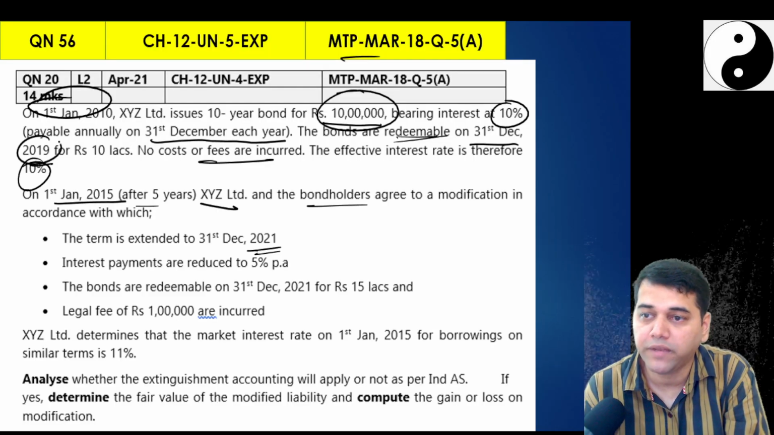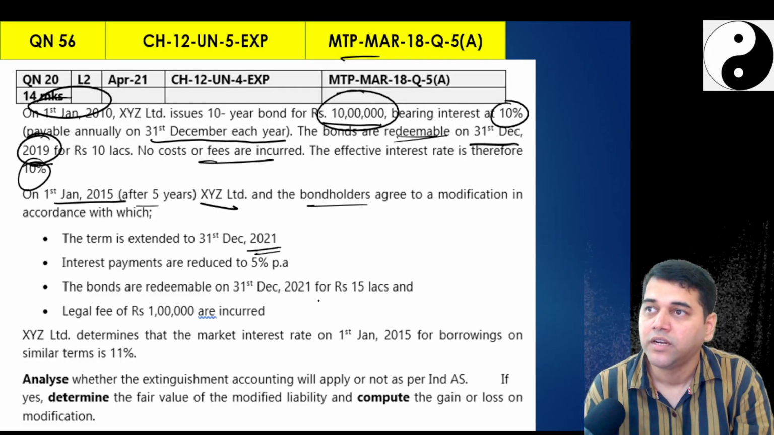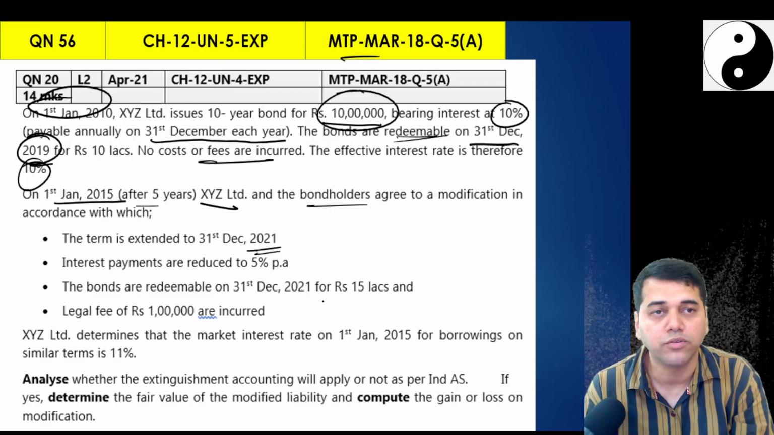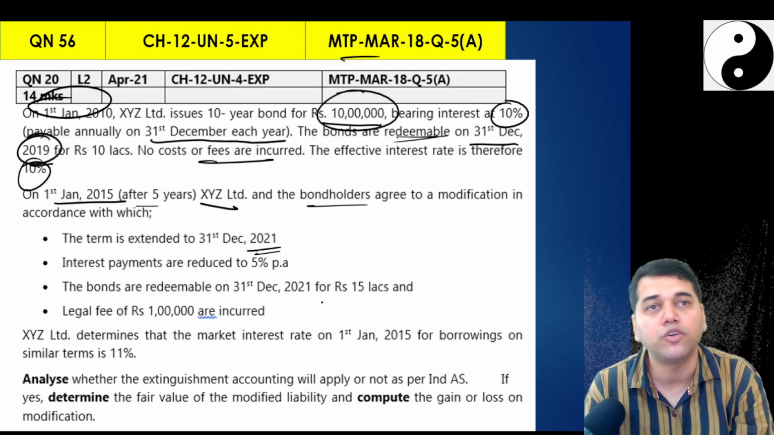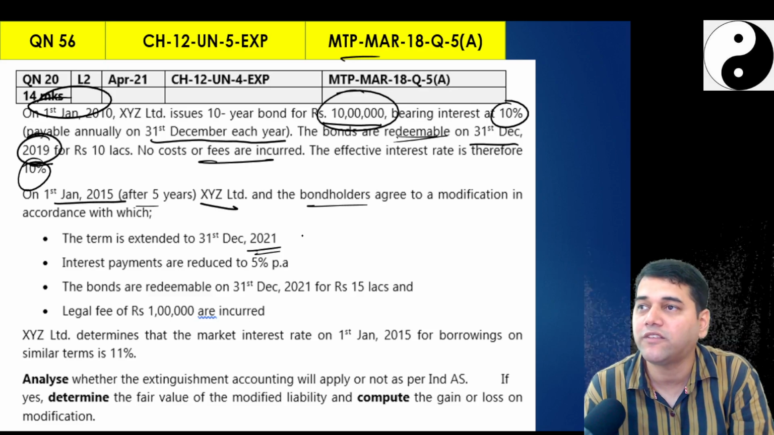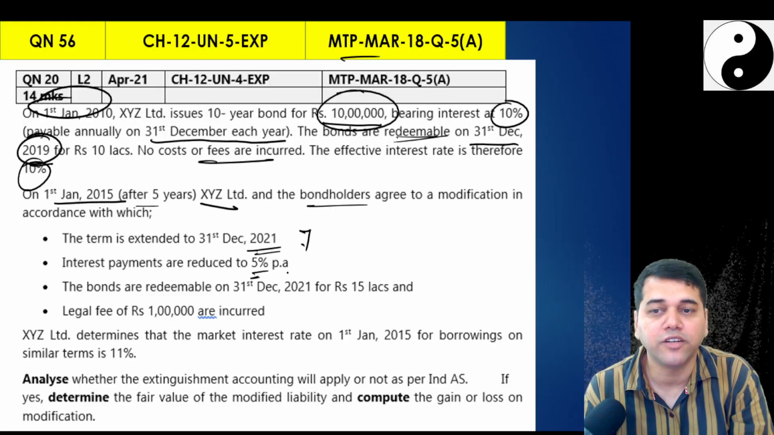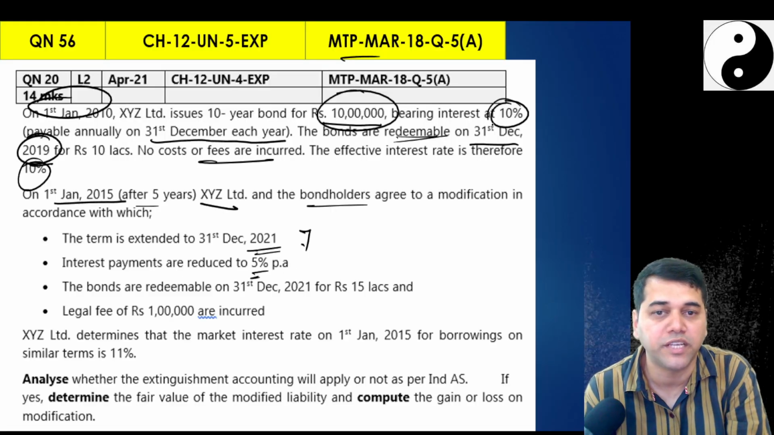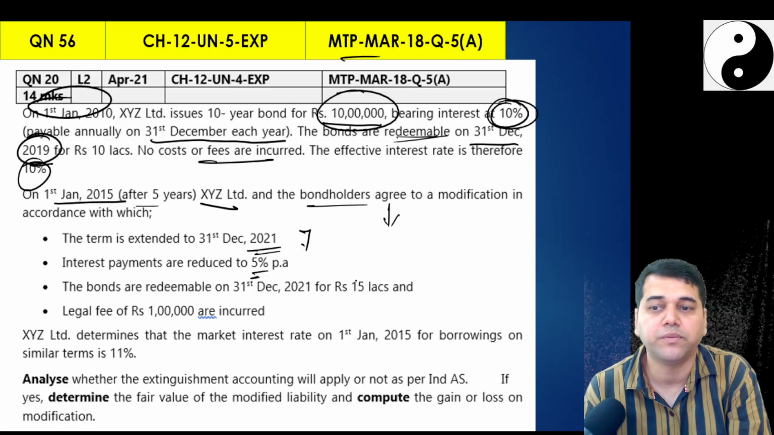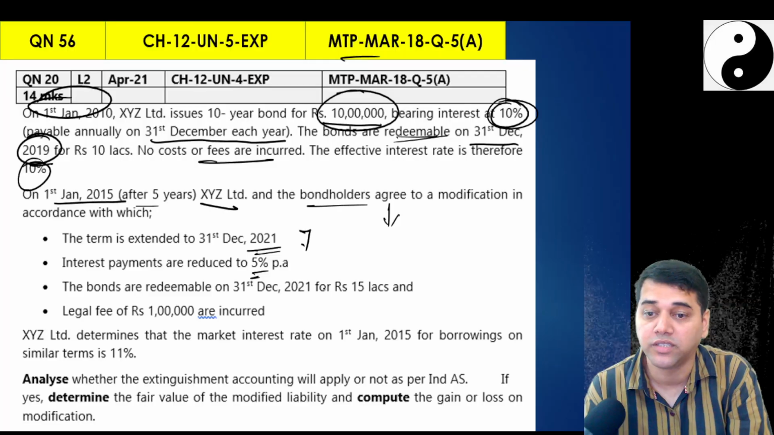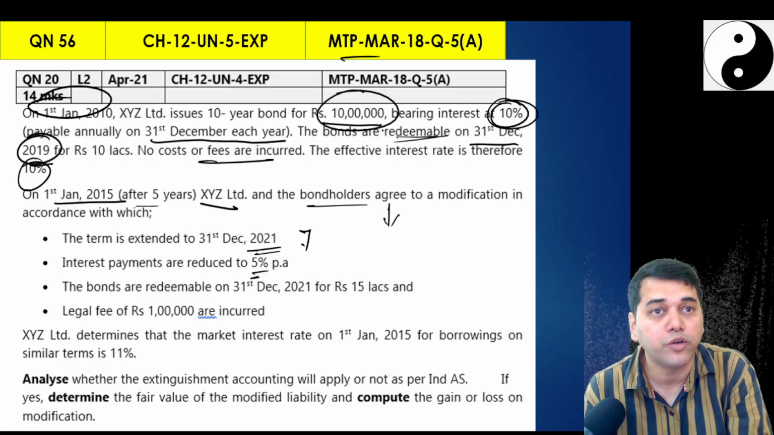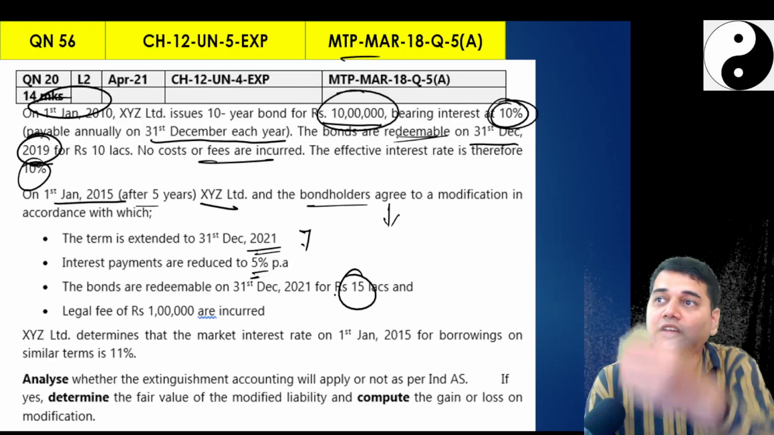So I am supposed to pay when, 2019, 2021, 2019, 2021, 2 more years. That means how many more years left now? 7 years. The interest payment is reduced to 5%. I cannot pay you 10% anymore. You will make it 5%. But what I will do, this compensation, previously I was supposed to pay you 10 lakh back, no? This time I will pay you 15 lakh rupees.